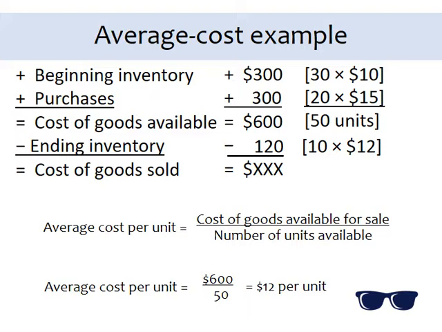We can calculate the cost of goods sold two ways. One way is to take the cost of goods available and subtract ending inventory of $120 to arrive at cost of goods sold. We can also take the 40 units that were sold and multiply by the $12 average cost to get the $480. So that concludes our example of the average cost method.